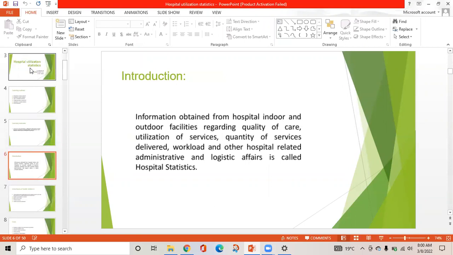Now, introduction. Information obtained from hospital indoor and outdoor facilities regarding quality of care, utilization of services, quantity of services delivered, workload, and other hospital-related administrative and logistic affairs is called hospital statistics.